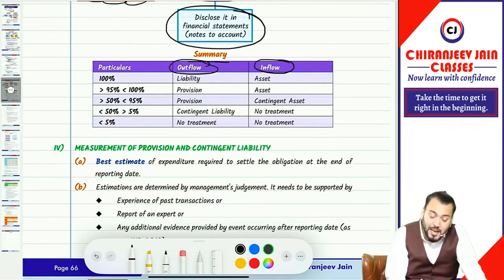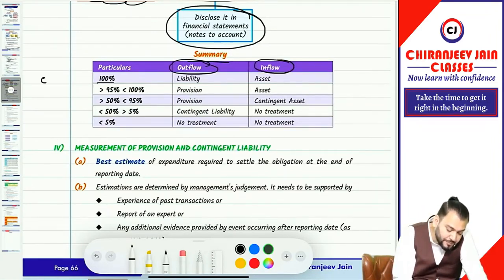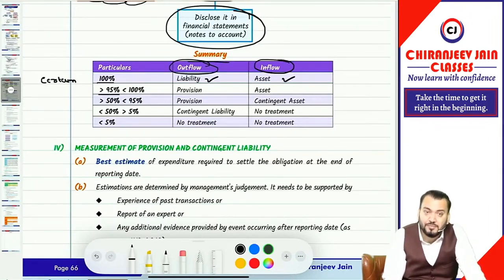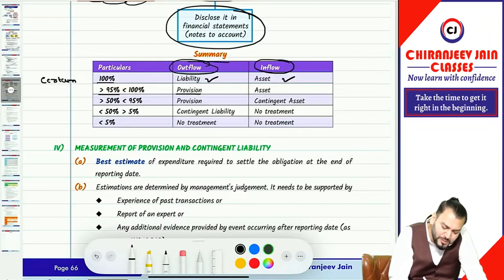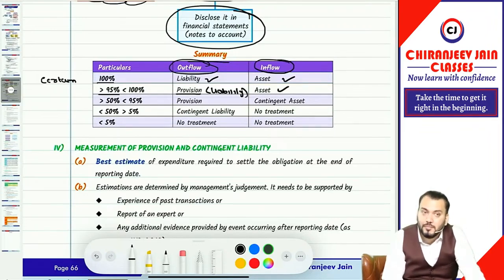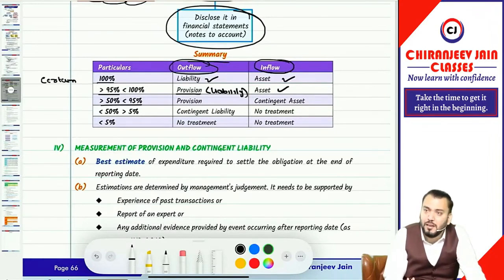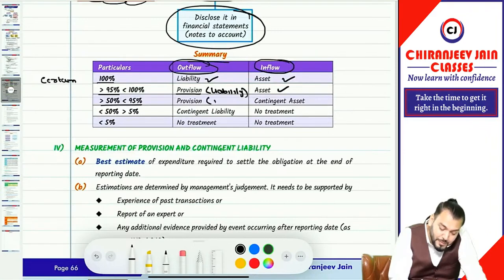Outflow, inflow. When I say 100%, it becomes certain, so in this case it is a liability, and it is an asset. When I say more than 95%, meaning virtually certain, it is a provision only, and provision means liability, and it is an asset. But when I say more than 50% but less than 95%, it is probable. In this case, provision means liability, but in this case it is a contingent asset.